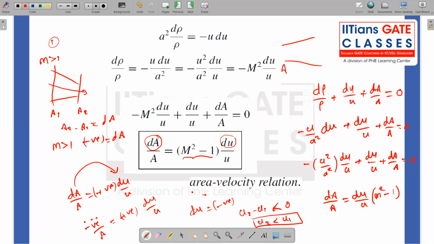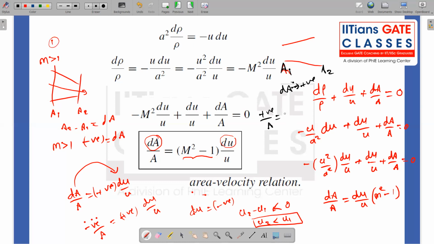So I have A1 over here. Let me change the color. I have A1 over here, I have A2 over here. So my dA is now positive, right? A2 is greater than A1. So dA is positive, and positive divided by A is equal to (M² − 1) du/u, where M is already greater than 1.